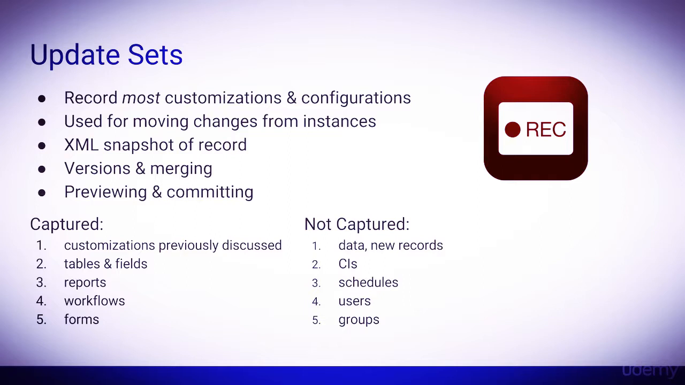Update sets also have versions, and you can merge two or more update sets into one. If two update sets have modified the same record, and you merge those two update sets, the merged update set will contain the last modified record. When you load an update set, say to a production instance, you can preview the update before committing the update set. This will catch the majority of issues if they arise.